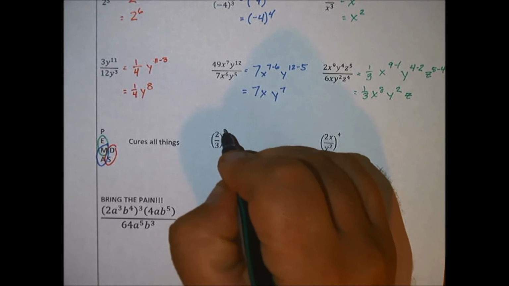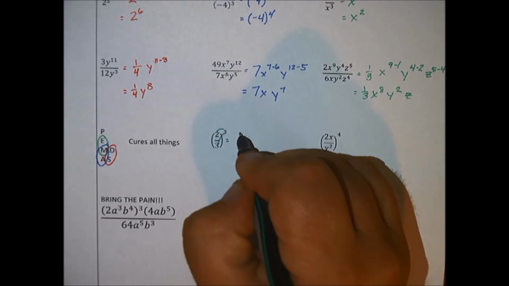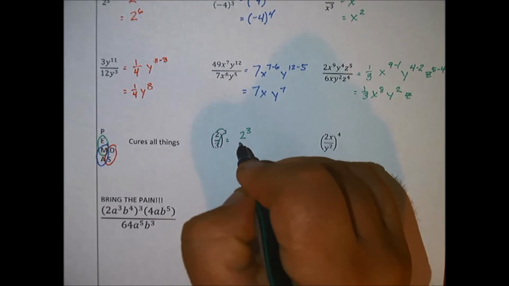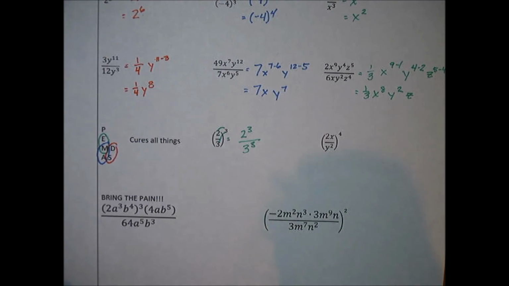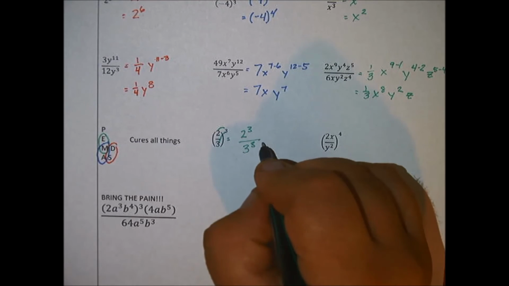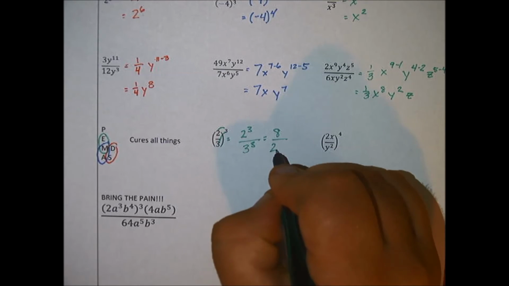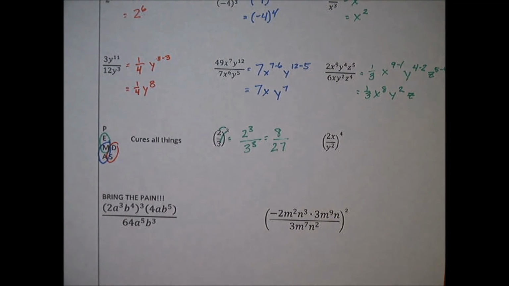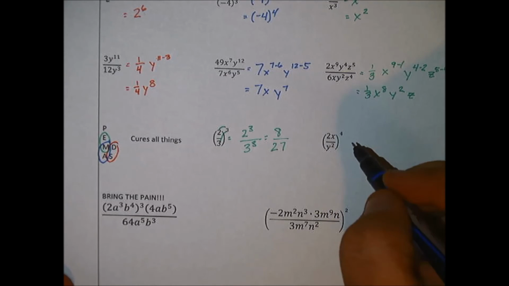With this 3 outside, I want to raise that 2 and that 3 to the third power. So 2 to the third over 3 to the third. There's nothing else I could do there except to figure out what those are. 2 times 2 times 2, that's 8. 3 times 3 times 3, that's 27. And that's a simpler way, I guess, but I do like exponents also. In this one, why don't you go ahead and pause it and try it.